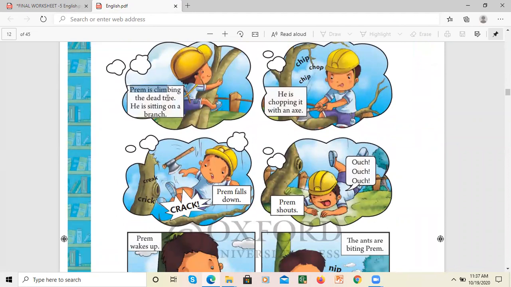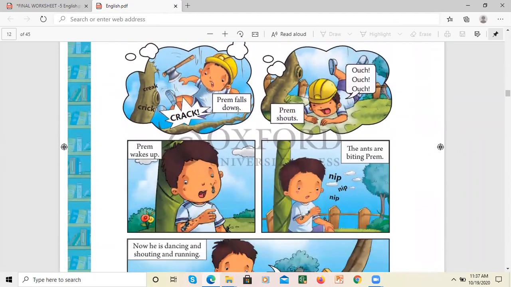Prem is climbing the dead tree. He is sitting on a branch. He's chopping it with an axe. Creak, crick, crack. Prem falls down. Prem shouts, ouch, ouch, ouch. Prem wakes up.